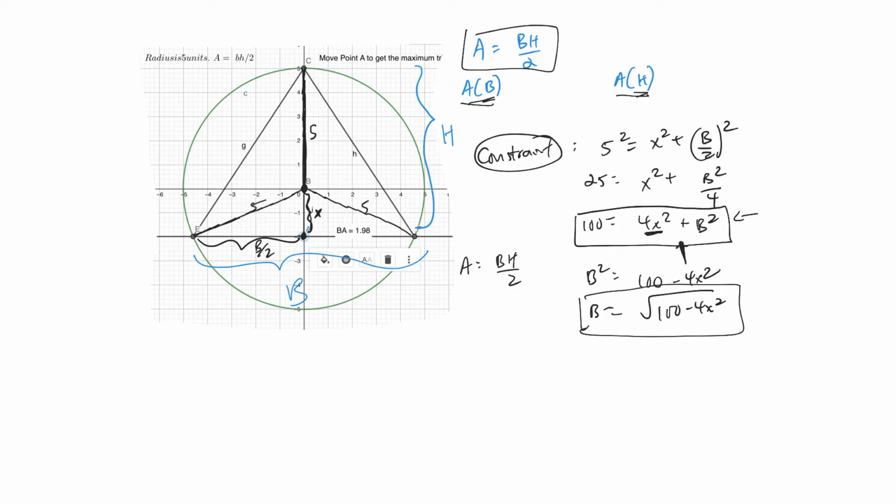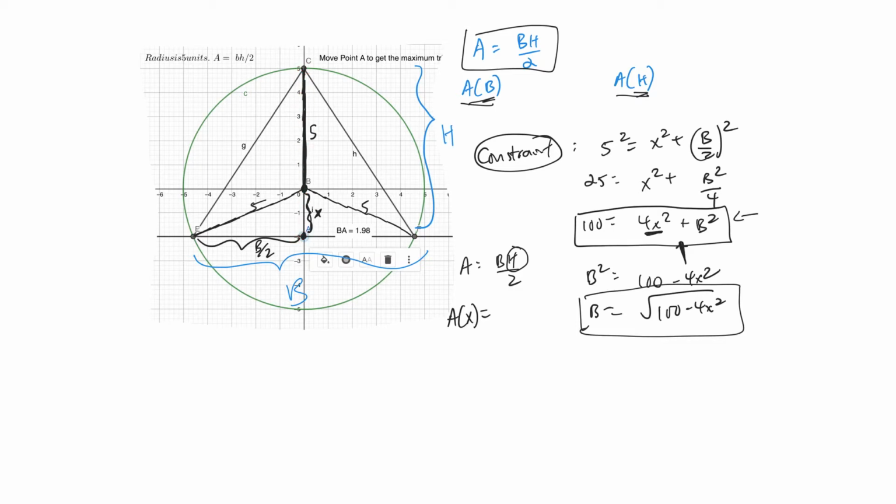So in this case, I'm forced to express a in terms of x. I mean, I don't have to, but I'm going to show you using an extraneous variable. What is the base? Well, what's the height first? Well, the height is from the top to the bottom. In this case, it's 5 plus x.